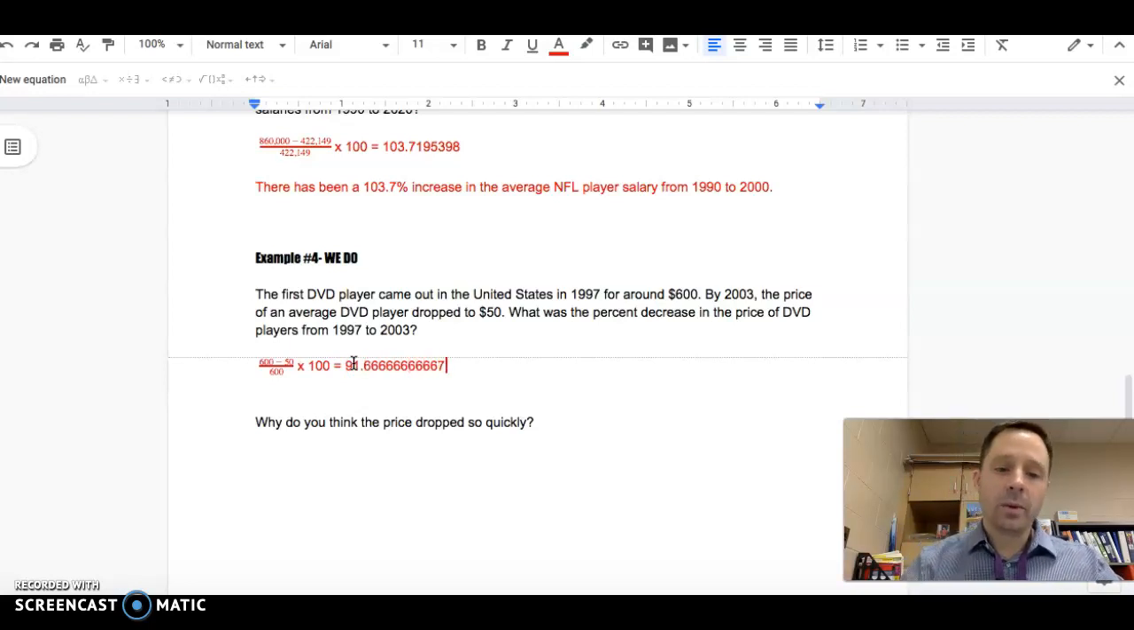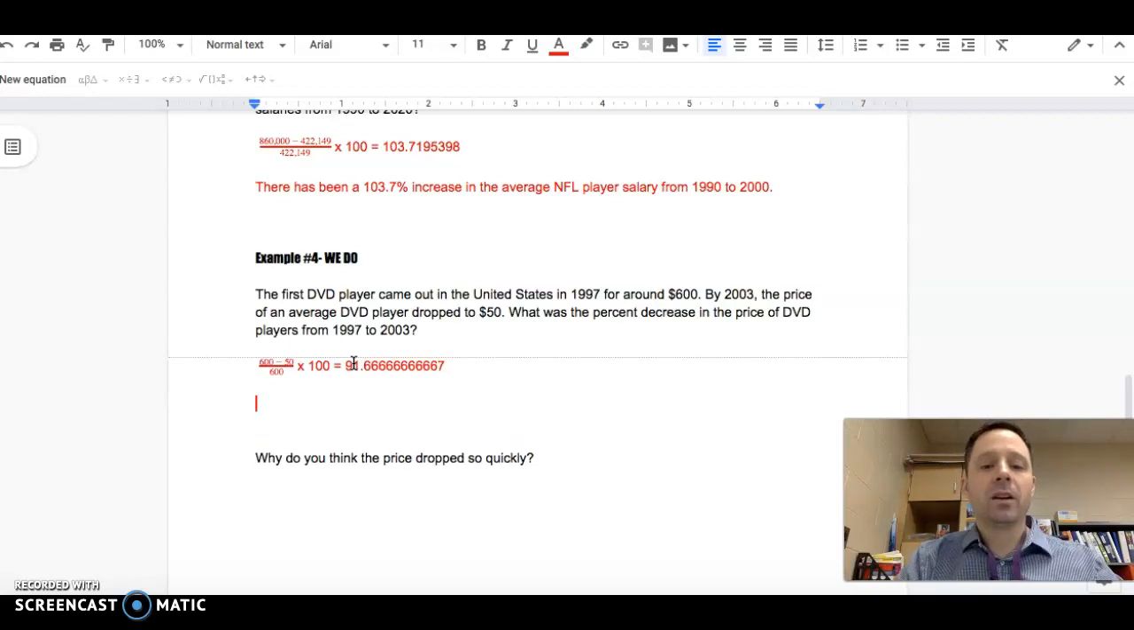and then the calculator will round it off. Okay, so it tells me it's 91.6 repeating. So I'm going to round to the nearest tenths place. So the 6 tells me to bump that up. So there has been a 91.7% decrease in the price of DVD players from 1997 to 2003.